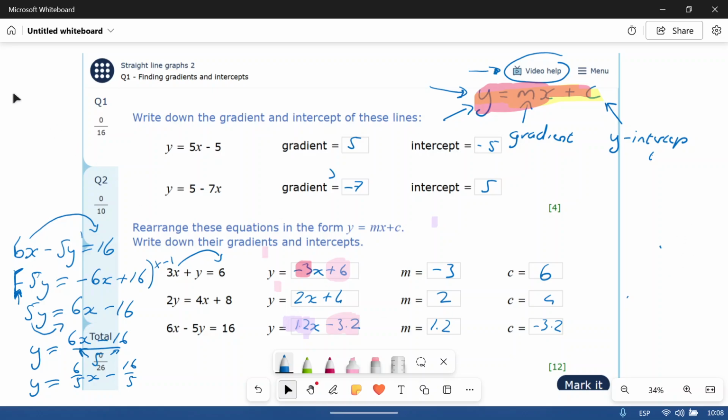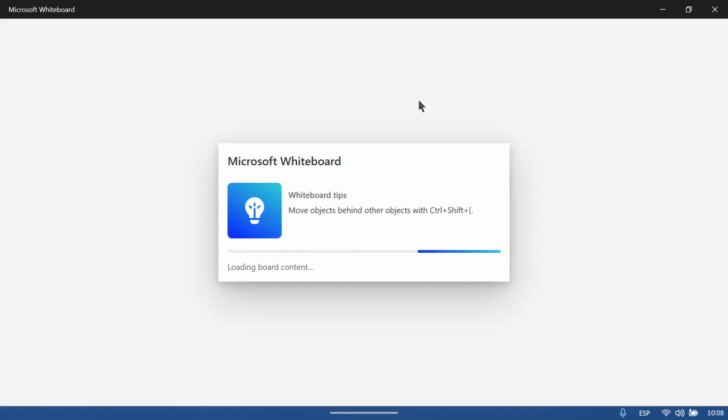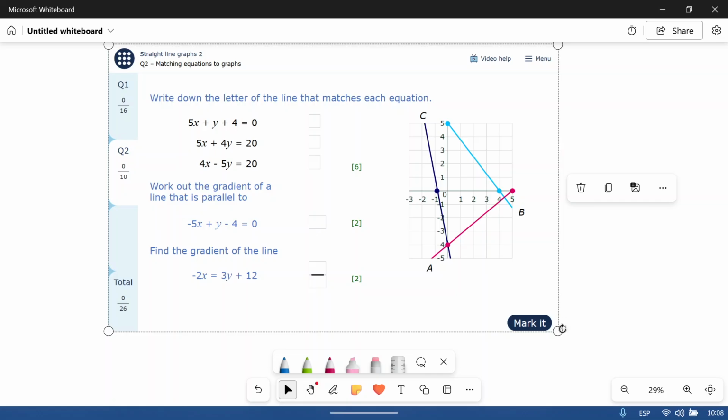That one's tough, yeah? Don't worry if you don't get 100% on this task. It's not the end of the world. Okay, let's do question 2. Here we go.